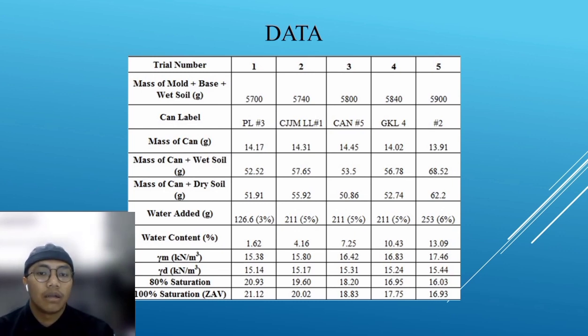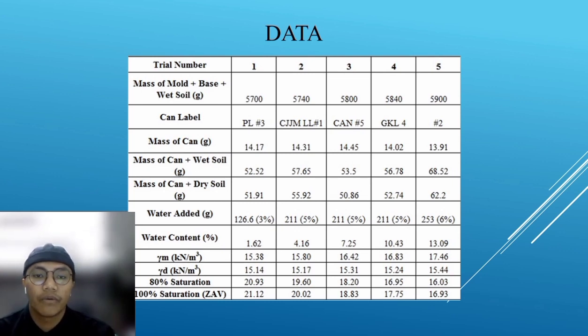So water, number 1, 126.6 for 3%, 211 for 5% for number 2, 211 5% for number 3, 211 5% for number 4, 253 6% for number 5. Water content 1.62, number 1, number 2, 4.16, number 3, 7.25, number 4, 10.43, number 5, 13.09.